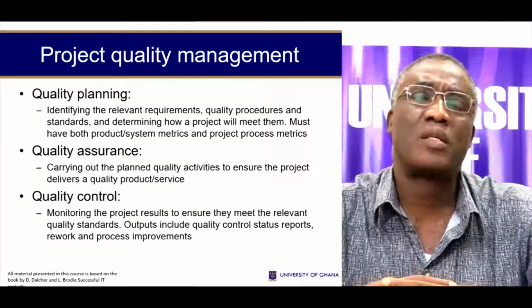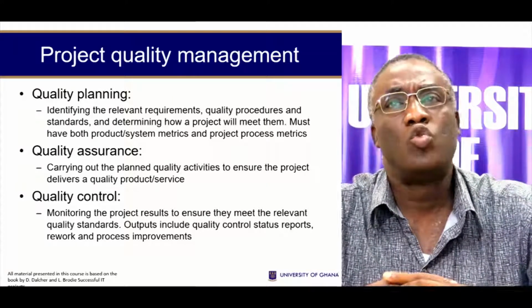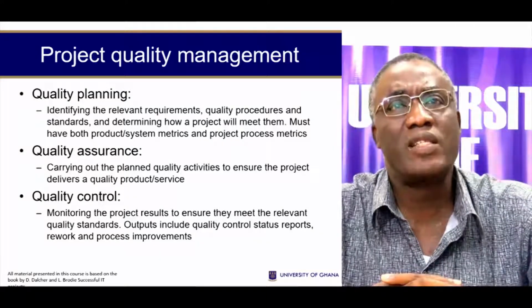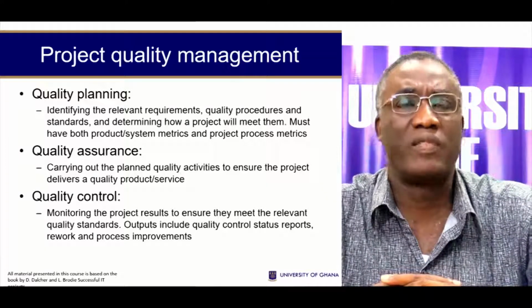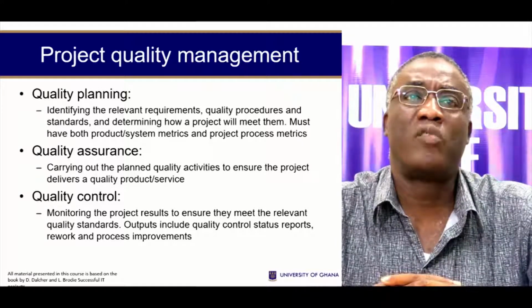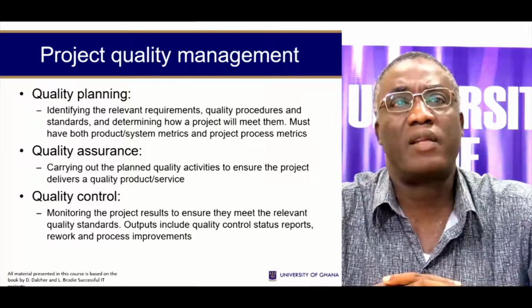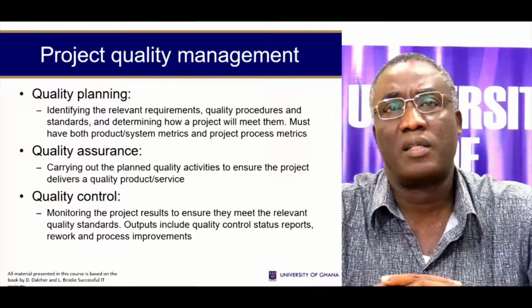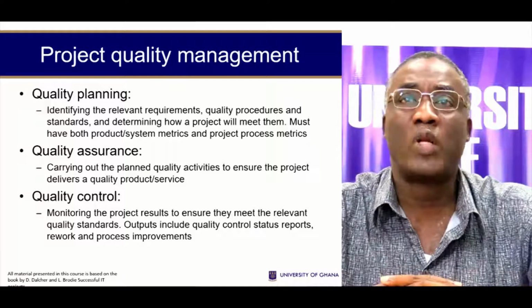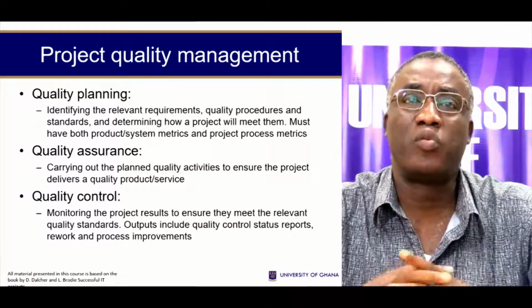Quality assurance will involve you carrying out the planned quality activities to ensure that the project delivers a quality product or service. Quality control, on the other hand, will involve monitoring the project results to ensure that they meet the relevant quality standards. Outputs could include quality control status reports, rework, and process improvements.